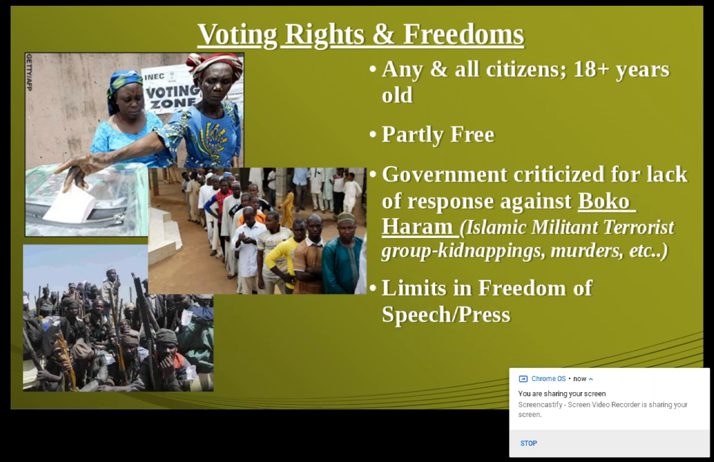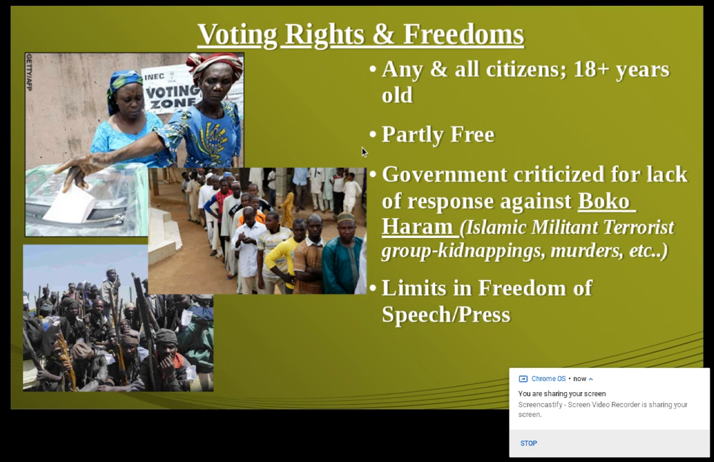So what about voting rights? What about freedoms? Again, some of the most important things to know in regards to the voting rights and freedoms are the first 2 bullet points in particular, but also this last bullet point. So first of all, in Nigeria, any and all citizens over the age of 18 can vote. Sound familiar? That is identical to what we have going on here in the United States. Anyone over the age of 18 can and should vote.